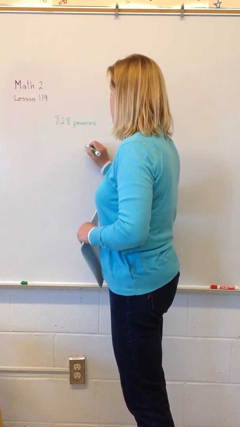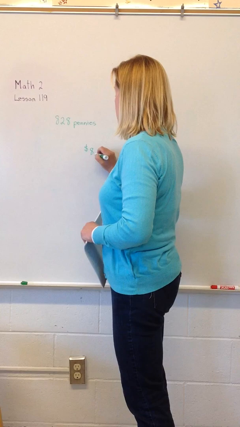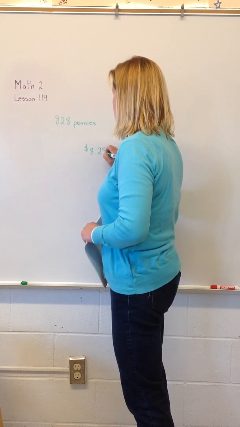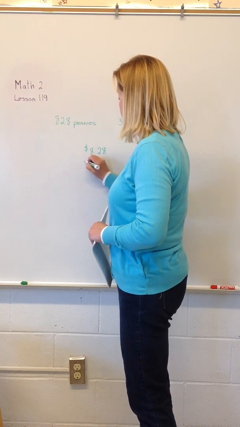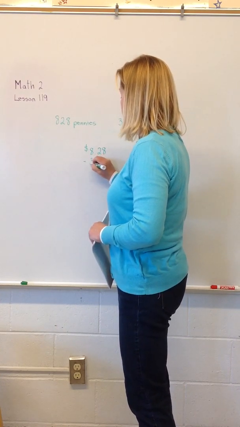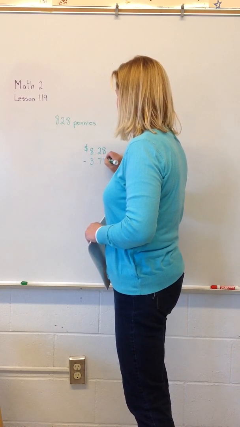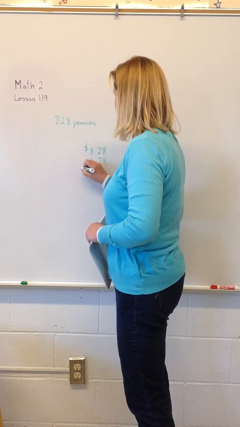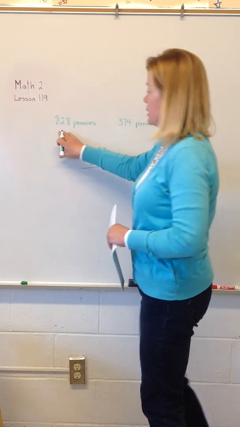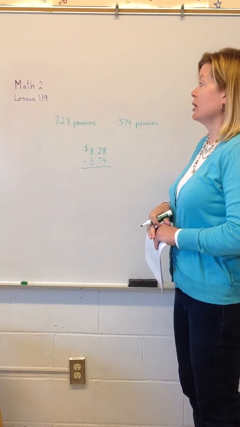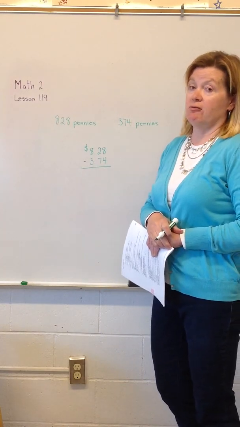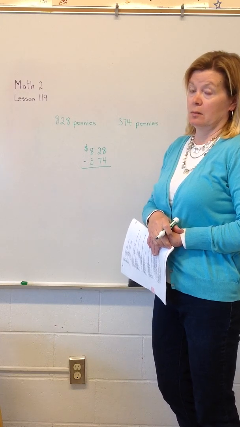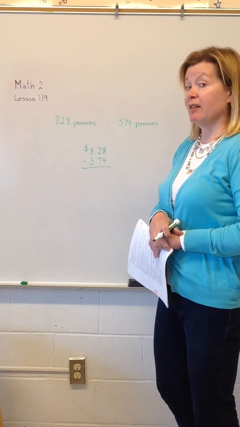So I'm going to write $8.28. Is that what you had? Okay, then I'm going to subtract $3.74. So I'm pretending this time that I have a bag with 828 pennies, and I'm going to give Ava 374 of those pennies. Let's see how many pennies I'll have left over from that.